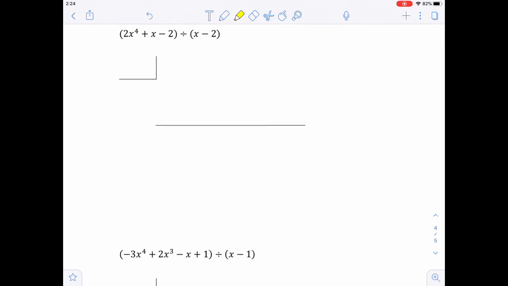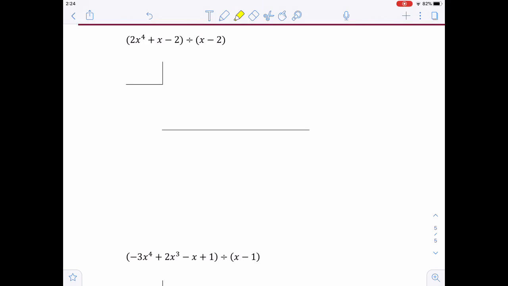Let's try another one. All right, so this one we're doing 2x to the 4th plus x minus 2 divided by x minus 2. So in our box goes the solution. So instead of -2, it's going to be +2. We just change the sign. So on our top row, we're going to go our coefficients. So we start with x to the 4th, and then we need all of the powers. So x to the 4th, x cubed, x squared, x, and then our constant. So x to the 4th is 2. X cubed is nowhere. That's a 0. It's not there. X squared, don't have 1. 0. X, there's a 1 there. Constant is -2.